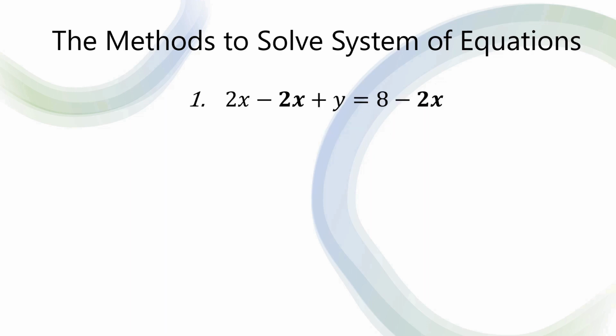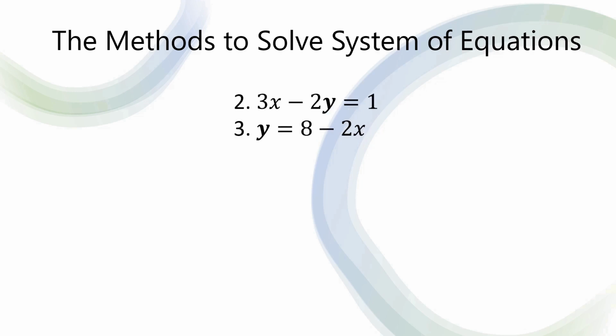From equation 1, 2x plus y equals 8. Subtract 2x from both sides. Y equals 8 minus 2x. So you solve equation 1 for y, and now you have equation 3. Y equals 8 minus 2x.